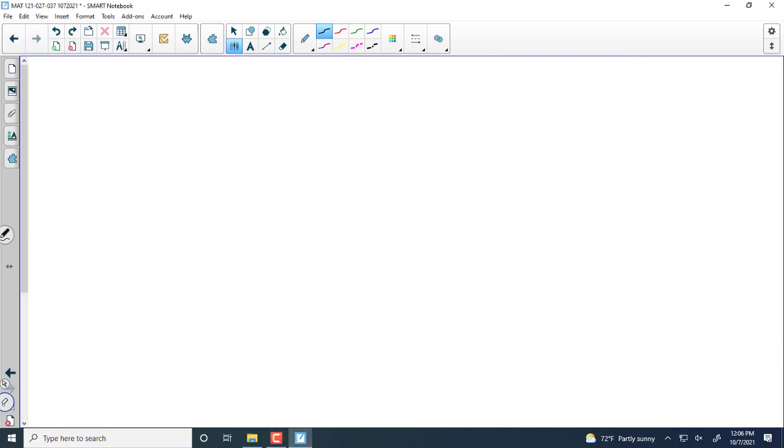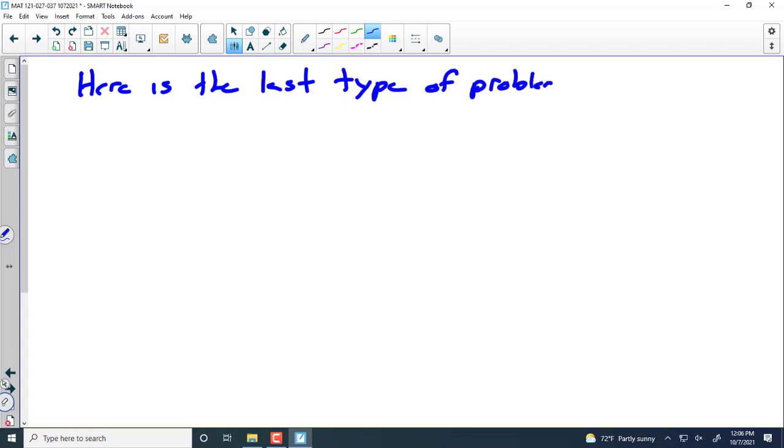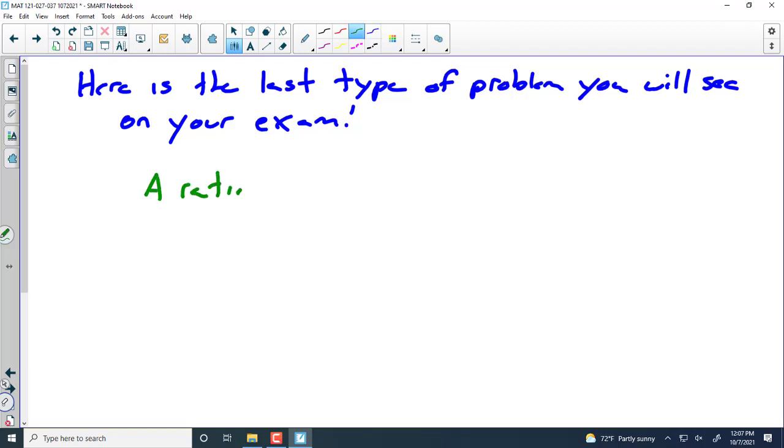Here is the last type of problem you will see on your exam. It's the very last type of problem you'll see on your exam. A rational inequality looks like this.